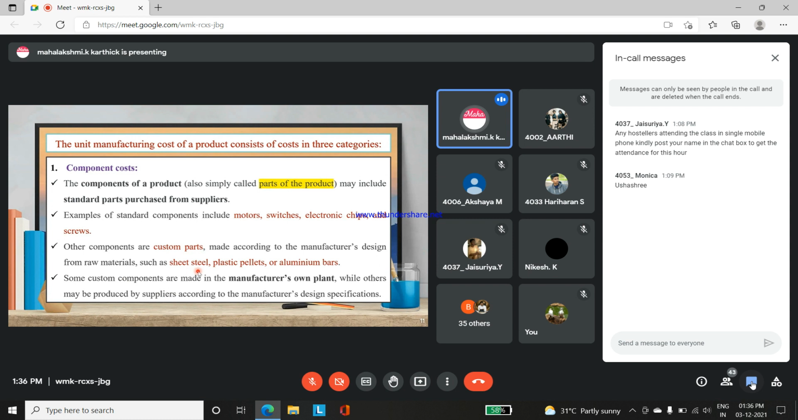Raw materials like sheet steel, plastic pedals and aluminum bars.